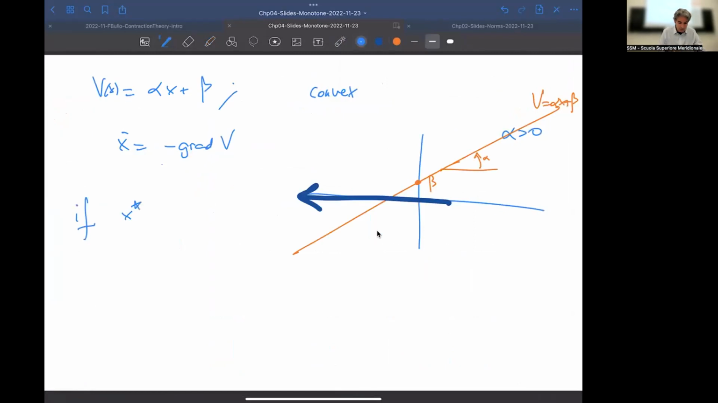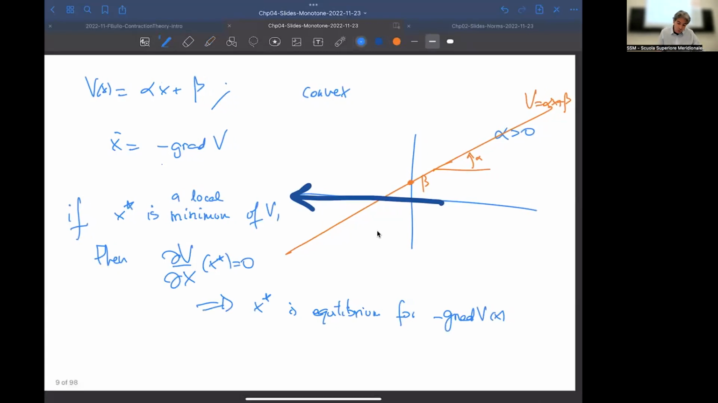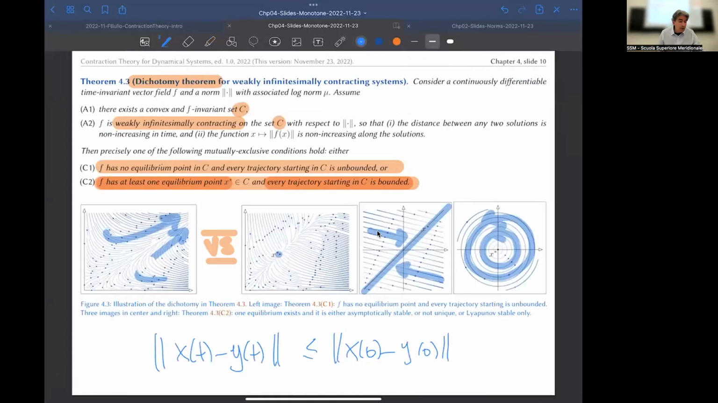If X star is a minimum, even a local minimum, it doesn't need to be global, of V, then obviously dV over dx at X star is 0, which means that X star is an equilibrium for minus the gradient of V of X, the gradient vector. So if I have a function that has a minimum, then in this dichotomy theorem, I am precisely in the second case. All solutions are bounded.